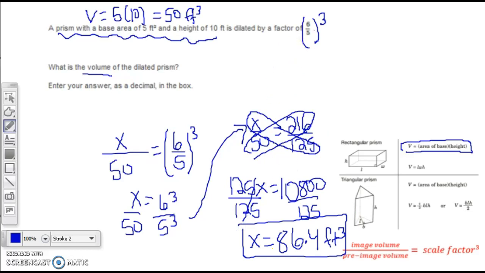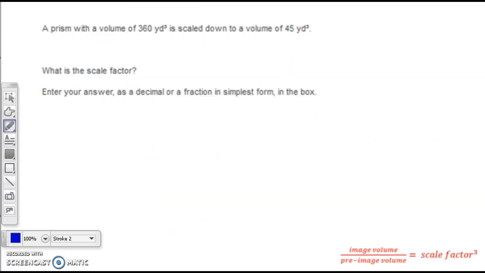All right, let's do the last quiz question. A prism with a volume of 360 yards cubed is scaled down to a volume of 45 yards cubed. What is the scale factor? So this one is worded just a little bit different, gives us different information. But we still know that we're dealing with volume, so we know we're going to do units cubed, which means my scale factor is going to have to be cubed when I plug it into my formula.